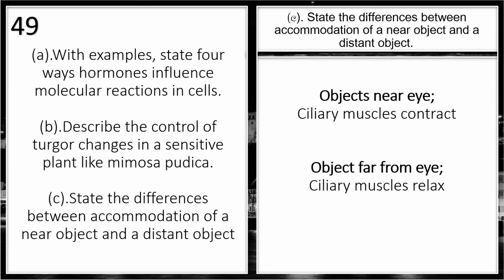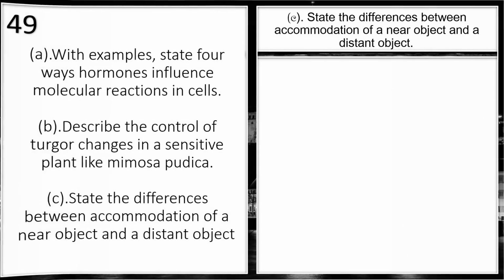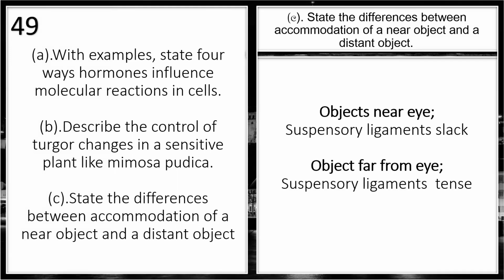Object near the eye, ciliary muscles contract. Object far from the eye, ciliary muscles relax. Object near the eye, suspensory ligaments slacken. Object far from the eye, suspensory ligaments tense.